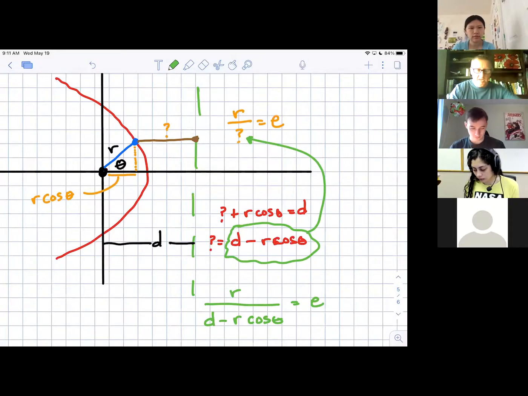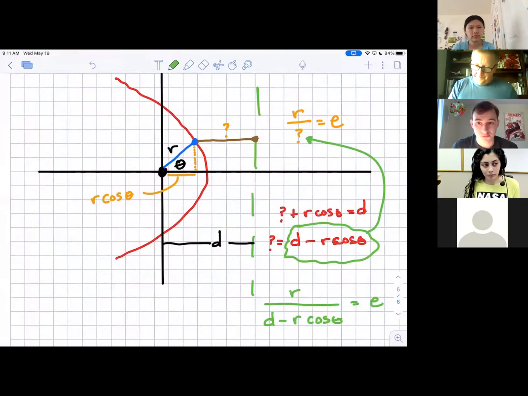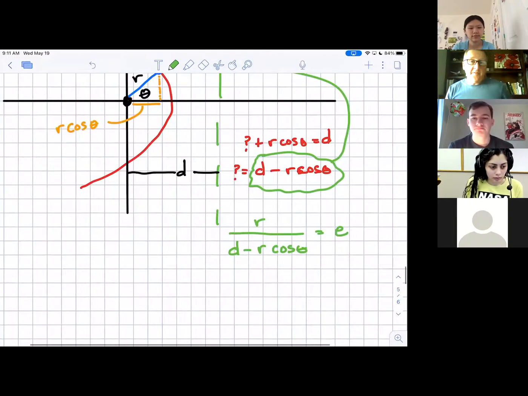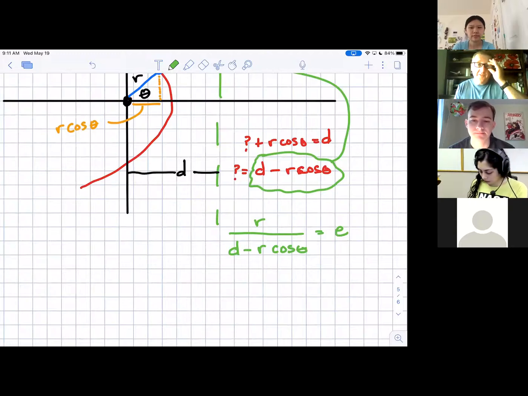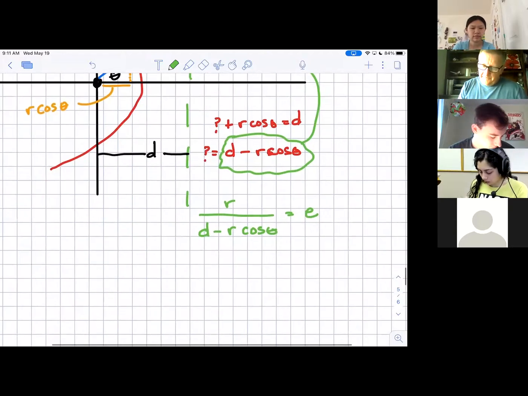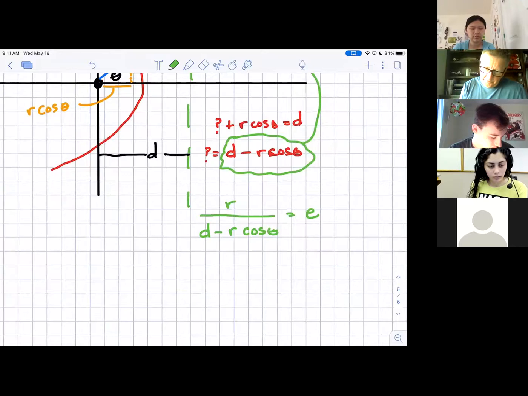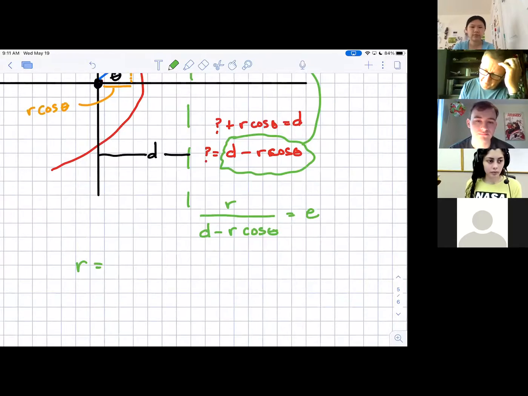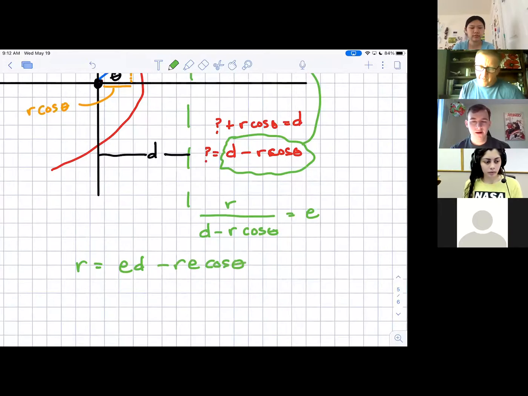Did you succeed? And don't forget, we have not chosen what this is yet. We haven't said this is an ellipse, this is a parabola, whatever. So let's do this because it's fun. I don't like fractions, so I multiply both sides by d minus r cosine of theta. If I multiply e times d, I get e times d. If I multiply e times r cosine of theta, I get that.